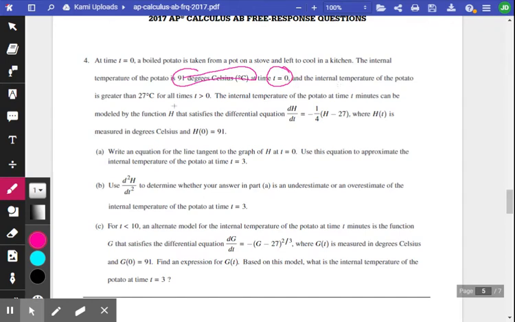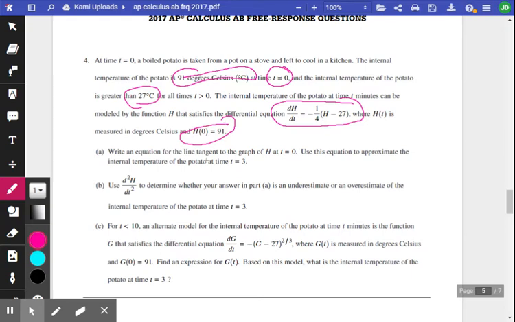And the internal temperature of the potato is greater than 27 degrees Celsius for all times t greater than 0. The internal temperature of the potato at time t minutes can be modeled by the function h that satisfies the differential equation, where h of t is measured in degrees Celsius and h of 0 is 91.